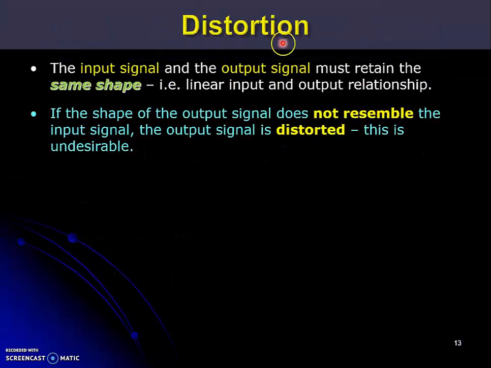Let's discuss distortion now. If the input signal and the output signal have the same shape, then the output signal is not distorted. Same shape means the input and the output signal have a linear relationship. However, if the output signal does not resemble the input signal, then the output signal is distorted.